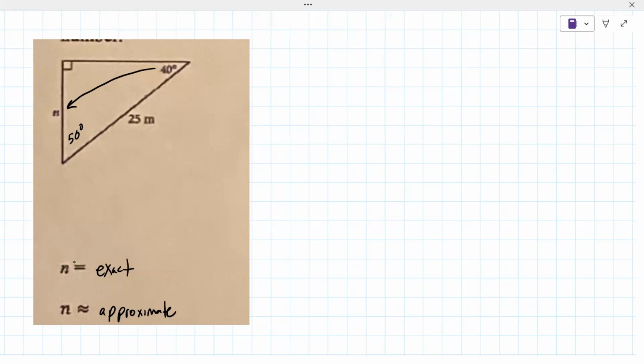It is the opposite, and then 25 is the adjacent. A hypotenuse. It's across from the 90. Oh my gosh, I meant hypotenuse. Okay, so which of the three trig functions, sine, cosine, or tangent, uses opposite and hypotenuse? Opposite and hypotenuse is sine.